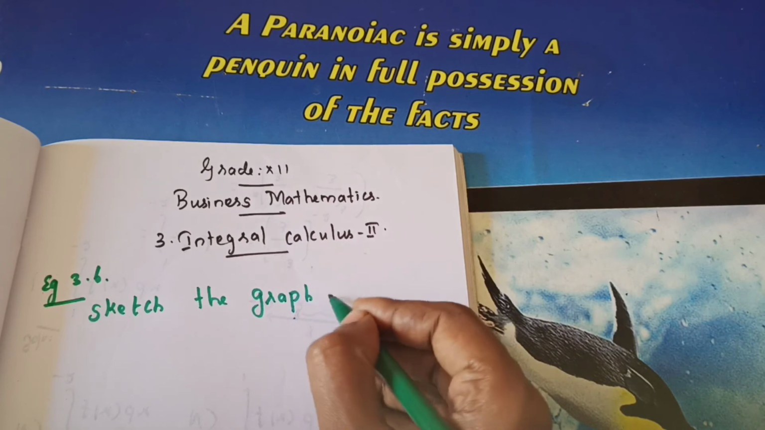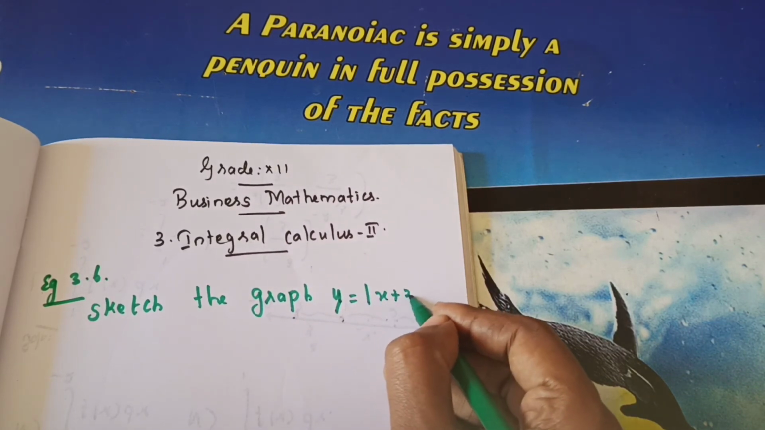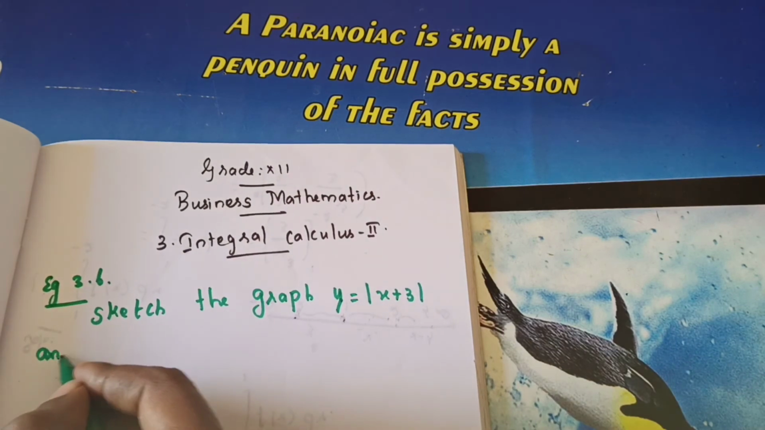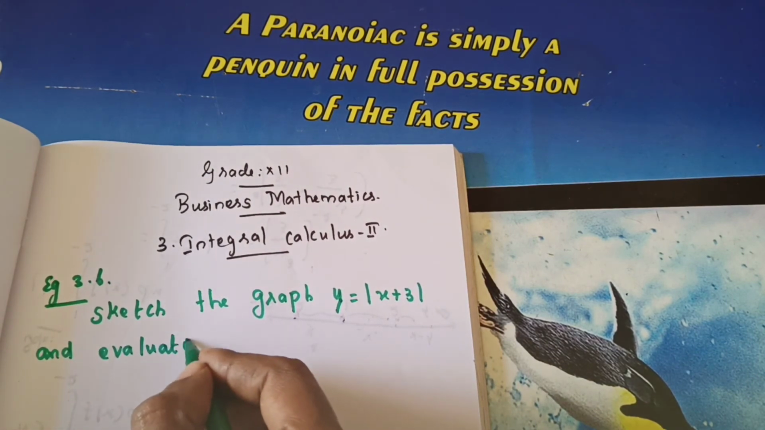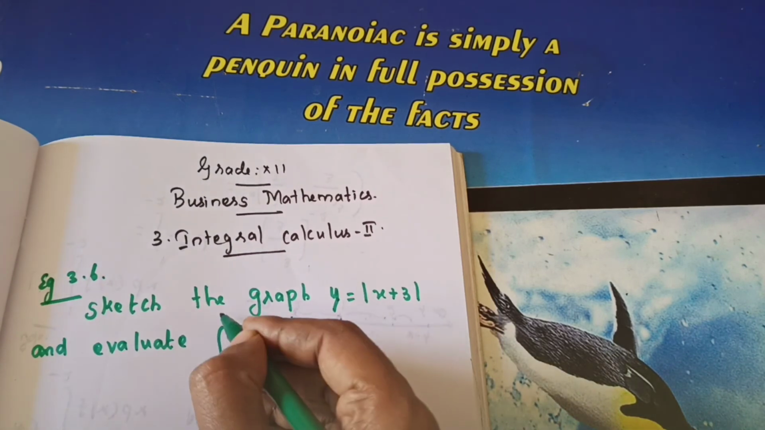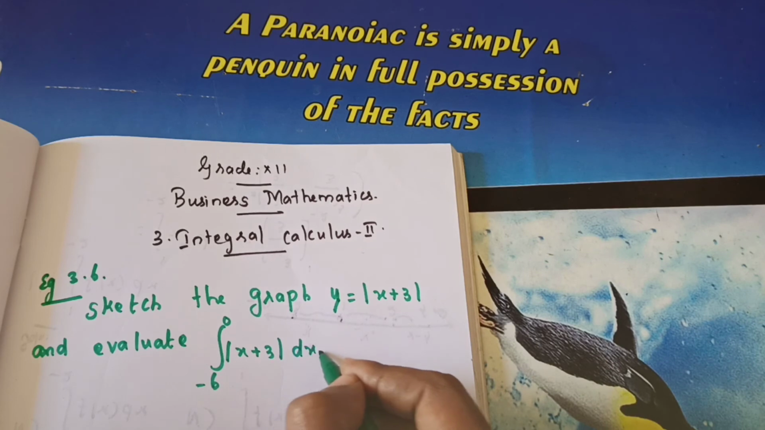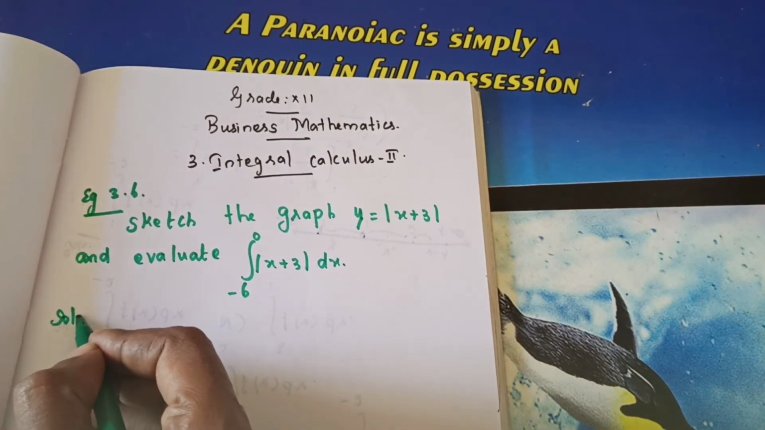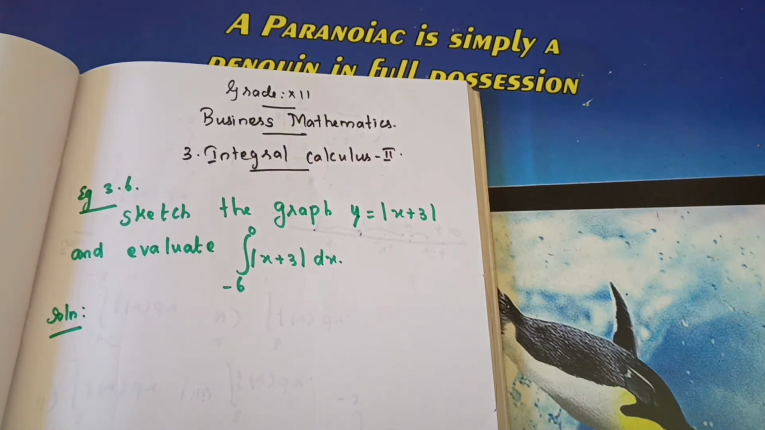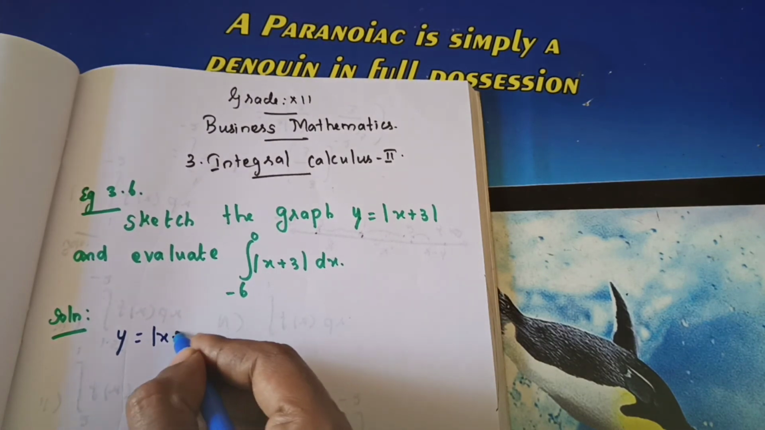Sketch the graph y equal to modulus of x plus 3 and evaluate the integral from minus 6 to 0 of modulus of x plus 3 dx. Okay. Solution. Listen here very carefully. Here it is modulus of x plus 3. Is it right? So y is equal to modulus of x plus 3.